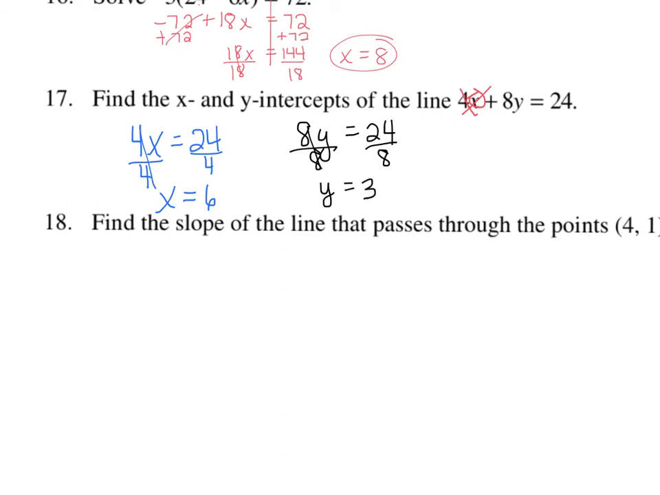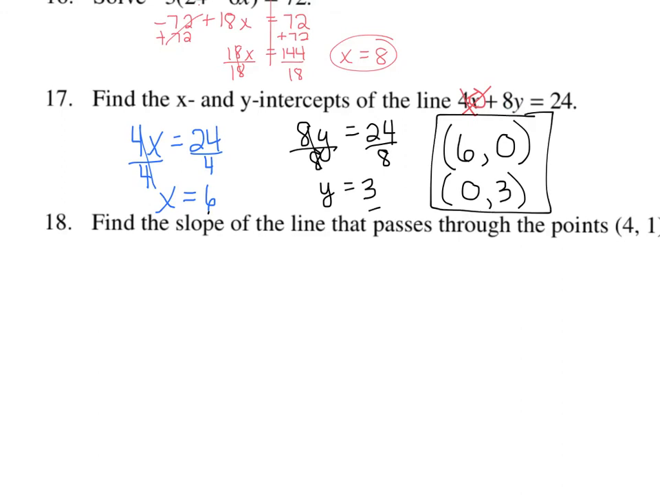So these are intercepts. We need ordered pairs for our answers. If x is 6, that was when y was 0. And if y is 3, we'll put that in the y place, and that was when x was 0. So that's your final answer.